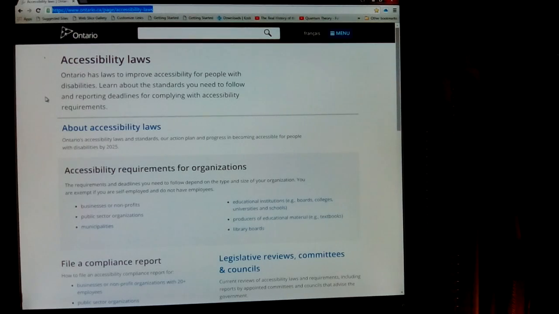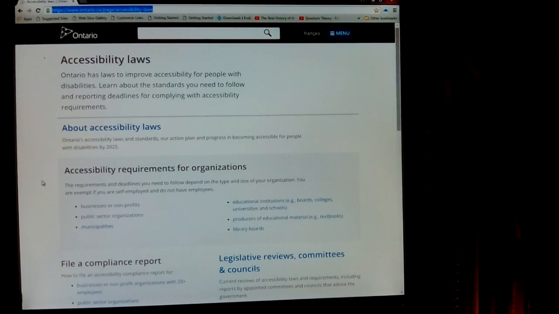Ontario has laws to improve accessibility for people with disabilities. Learn about the standards you need to follow and reporting deadlines for complying with accessibility requirements. About accessibility laws: Ontario's accessibility laws and standards, our action plan and progress in becoming accessible for people with disabilities by 2025. Accessibility requirements for organizations: the requirements and deadlines you need to follow depend on the type and size of your organization. You are exempt if you are self-employed and do not have any employees.